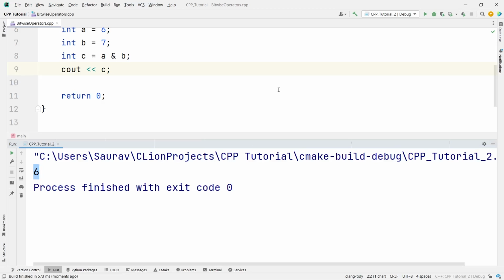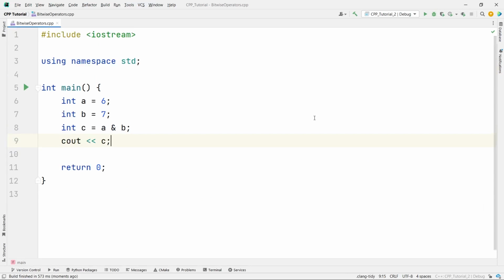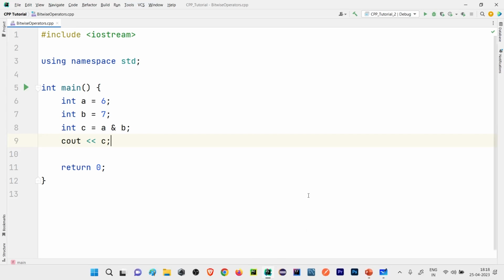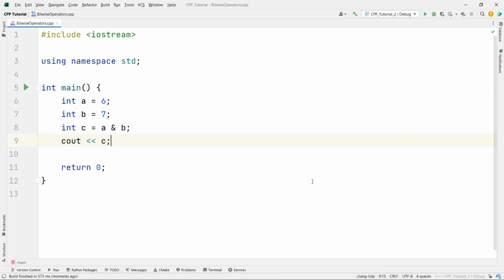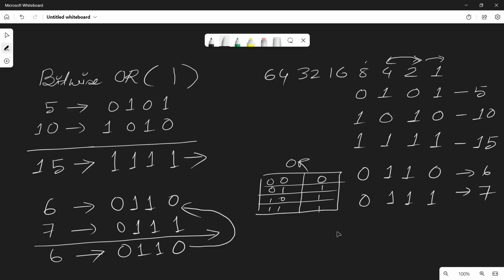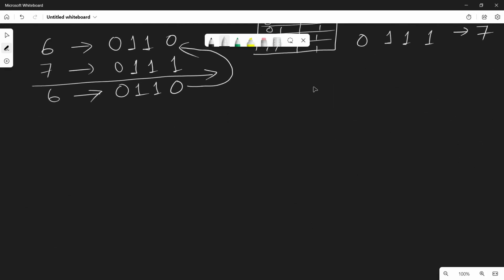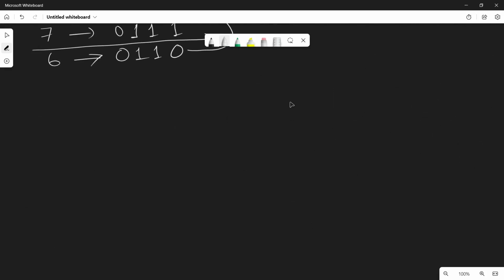Now we have covered two bitwise operators. Let us go to the third one. So let us go to the whiteboard again and try to solve the third one. I'll just drag it a little bit up and we'll start with the other one. So now it's the turn for bitwise XOR.